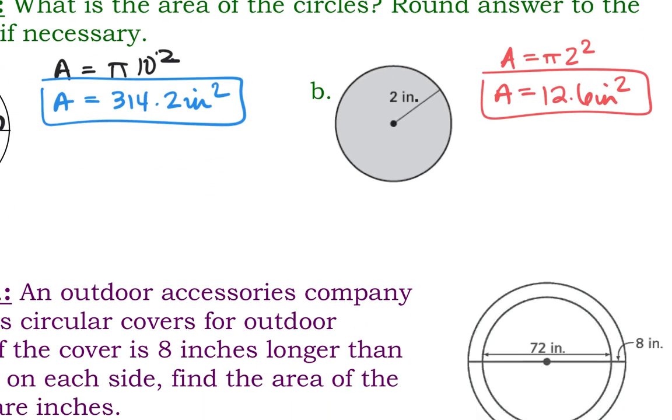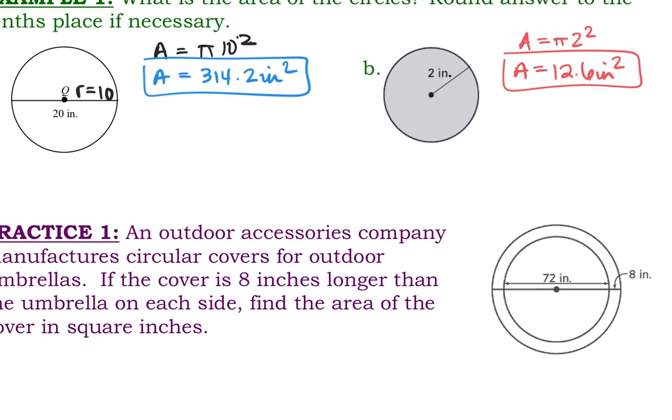All right, and then we get into this one. This one's talking about an outdoor accessory. It says for an outdoor umbrella, it's a cover for the umbrella. It says if the cover is 8 inches longer than the umbrella on each side, find the area of the cover in square inches. So it wants to know the area that we have here.